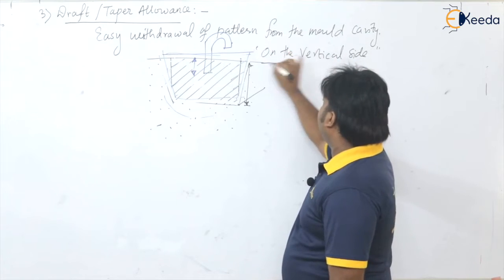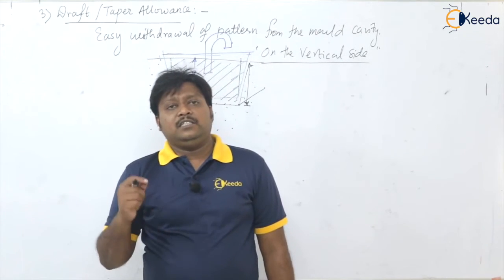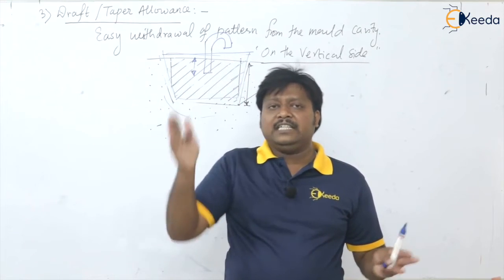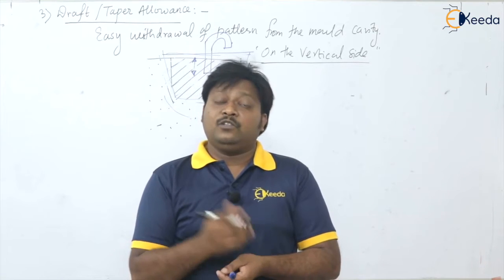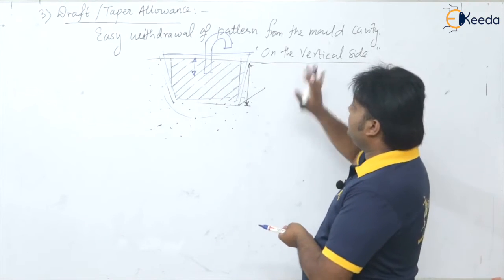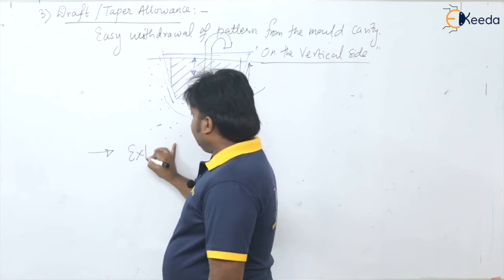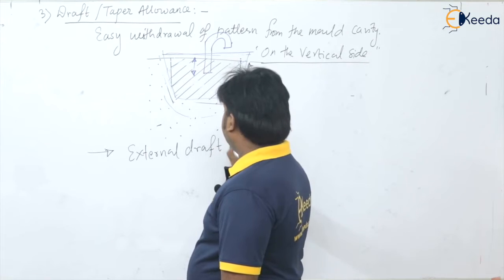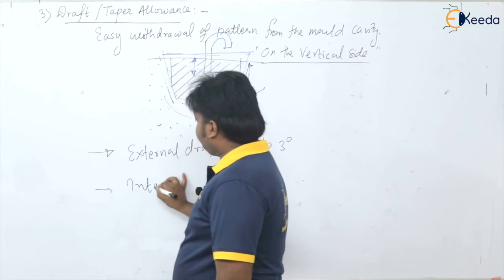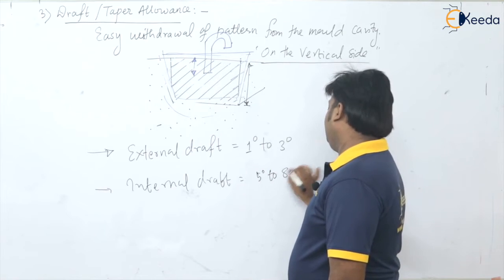So get a question for 1 mark. Which one of the following allowances is also known as the vertical allowance? Of course, taper allowance, because it is provided only on the vertical surfaces or vertical edges of the pattern, so the withdrawal is very easy without any damage to the molded surface. Understood? So basically there are 2 types of drafts. One is the external draft, whose value is generally from 1 degree to 3 degree, and another is the internal draft, whose value is from 5 degree to 8 degree.